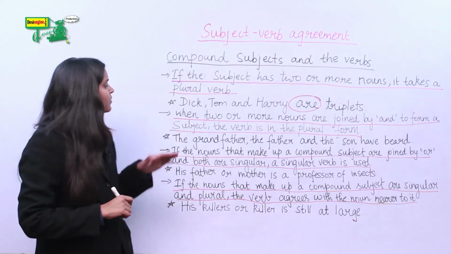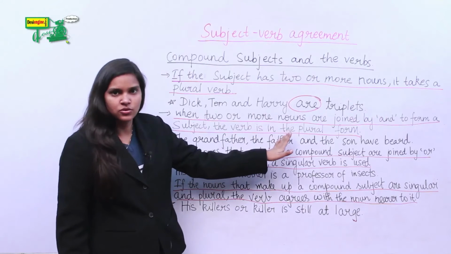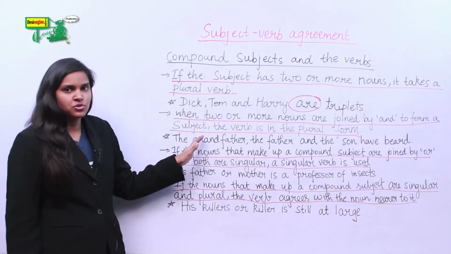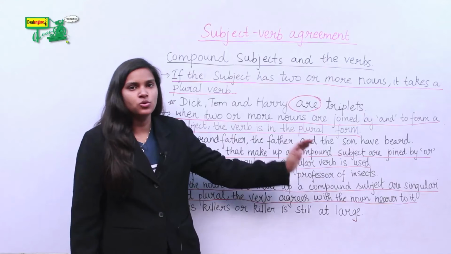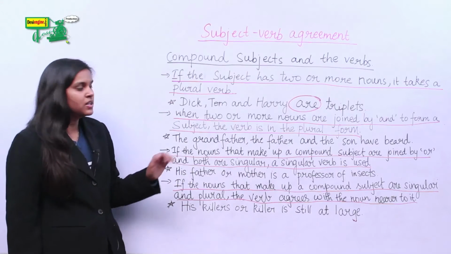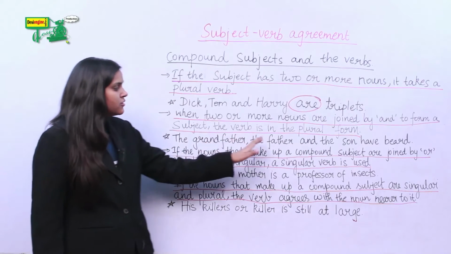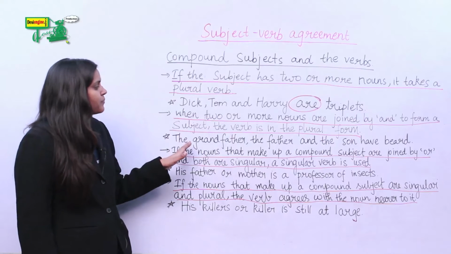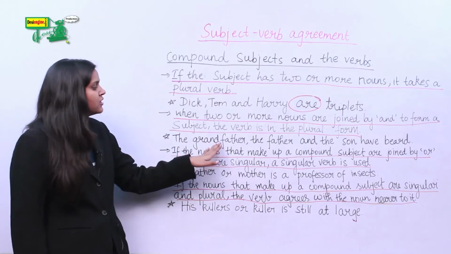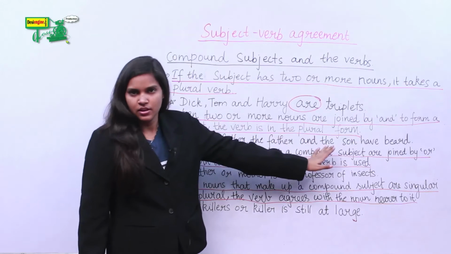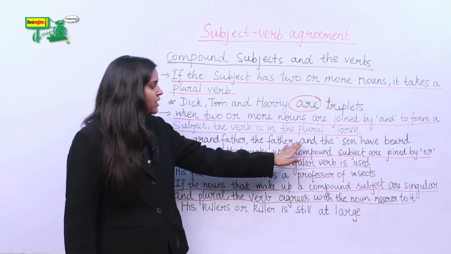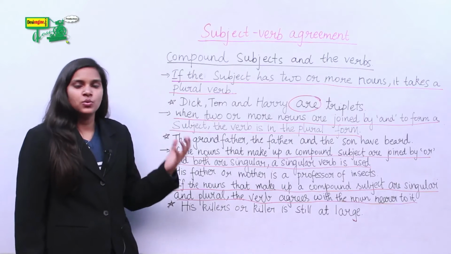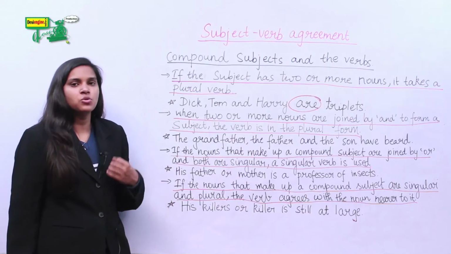The next rule is, when two or more nouns are joined by and to form a subject, the verb is in the plural form. For example, the grandfather, the father and the son have beards. Here, three nouns, the grandfather, the father, the son are joined by and. That's why the verb that it takes up is in the plural form, have.